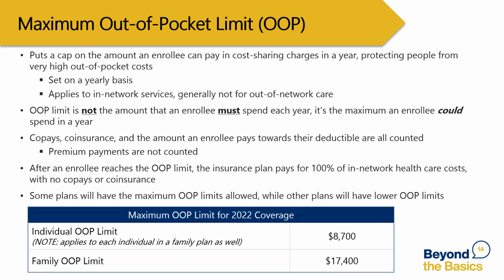The maximum out-of-pocket limit is set by the federal government each year. For 2022, the out-of-pocket limit is $8,700 for an individual and $17,400 for a family of 2 or more. While some QHPs will have lower out-of-pocket limits, no QHPs will exceed the federally set limits. So now let's take a look at an example of how the deductible and out-of-pocket limit work.